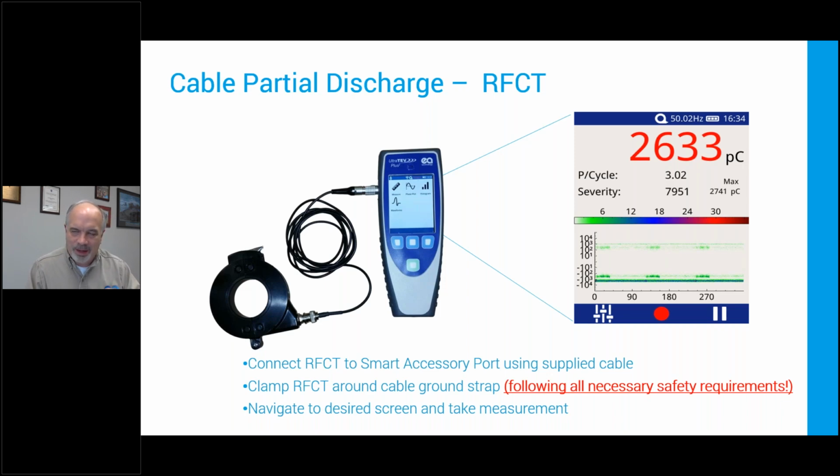I can measure directly. I'm not inferring something from the ultrasonic level. I'm actually measuring the level. I'm measuring 2,633 picocoulombs. I can measure the pulse per cycle. So this gives us a direct measurement. The challenge is, of course, getting the RFCT around the ground strap. Very often we'll use a permanently mounted RFCT where they mount them in the cabinet, bring them out to a test box, and you can then make that test whenever you want. Otherwise, it's going to be very difficult to get the RFCT on live.